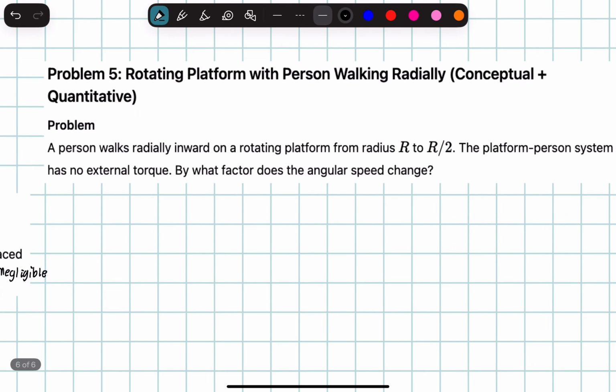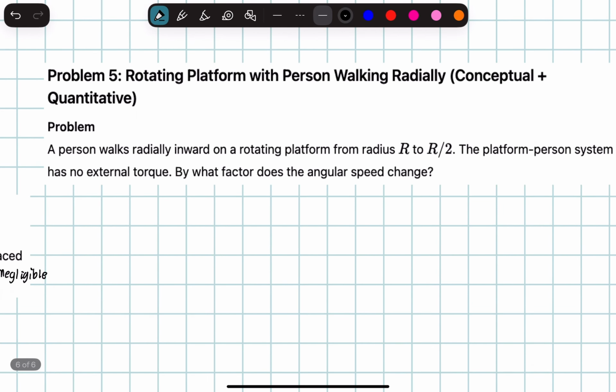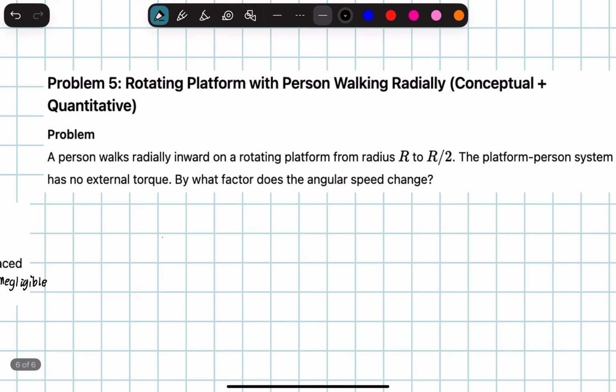Now we can move on to our next question. A person walks radially inward on a platform from radius r to radius r divided by 2. The platform-person system has no external torque. By what factor does the angular speed change? We can draw this out visually. So the person is here originally. This entire length is the radius, and then this person moves to r over 2.